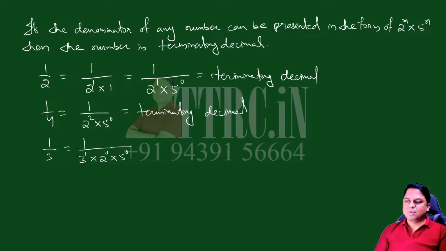Understood? Here 2 to the power m multiply 5 to the power n means, when we are finding the prime factors of the denominator, we will get only 2's and 5's. There may be one 2, there may not be any 2, but there should not be any other number as a factor. But here we are getting 3 as a factor, so it is a non-terminating recurring decimal.